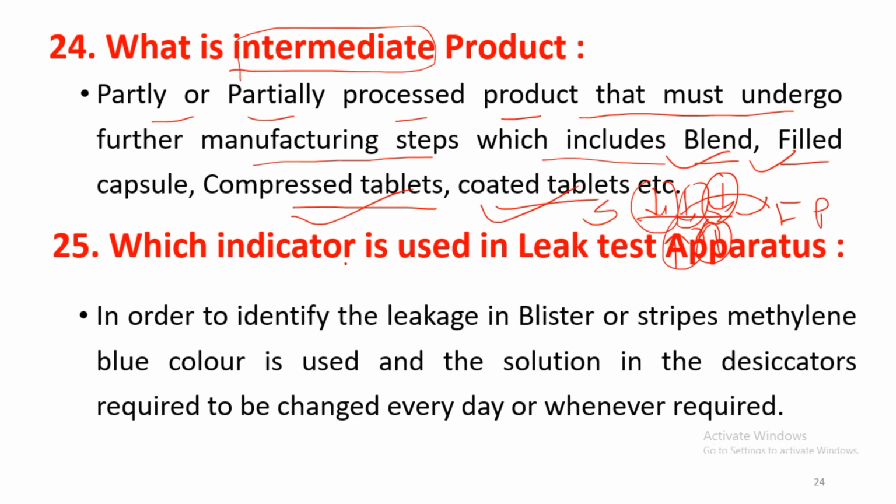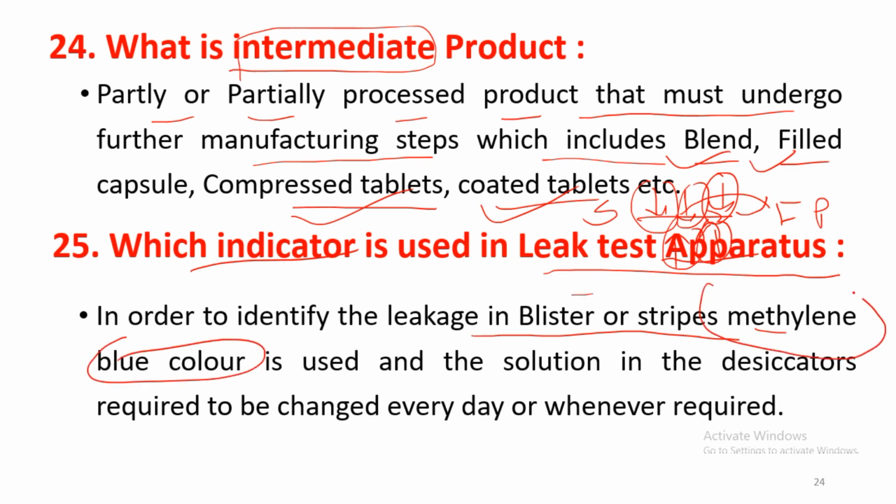Next question is which indicator is used in leak test apparatus? There is a leak test apparatus, a leak test we do. Then which indicator is used for this apparatus? In order to identify the leakage in blisters or strips, methylene blue color is used. You just have to remember this. The solution in the desiccator is required to be changed every day and whenever required. The main thing you have to remember is methylene blue color is used as an indicator for leaks in the leak test apparatus.